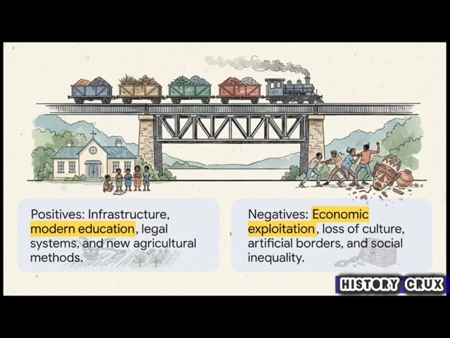And then you look at the other side of the ledger. The documented negative impacts are just staggering. We're talking about economic systems designed for dependency, the loss of cultural heritage, and yep, those artificial borders we started with, which have been a source of conflict and instability ever since.